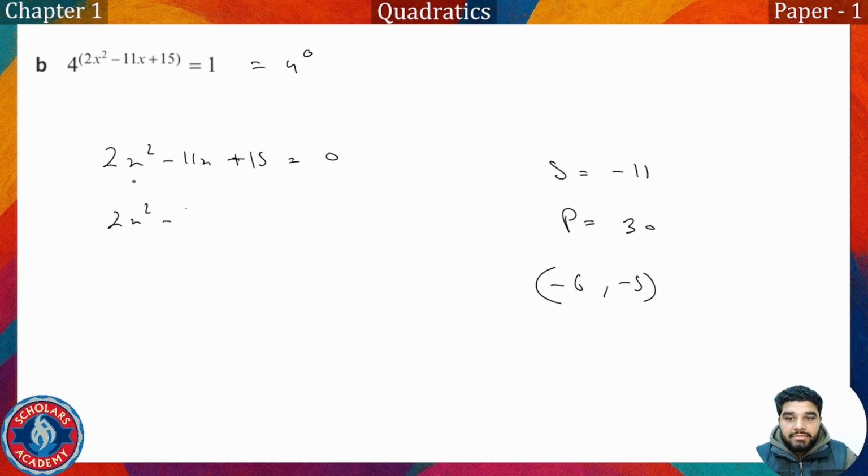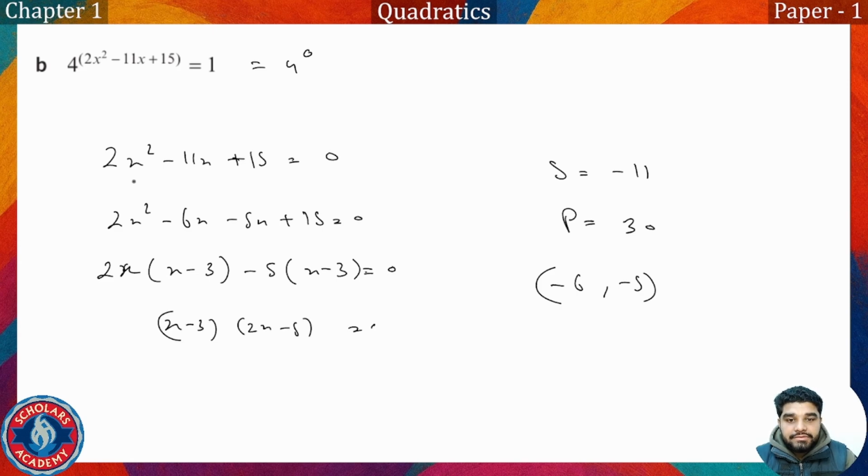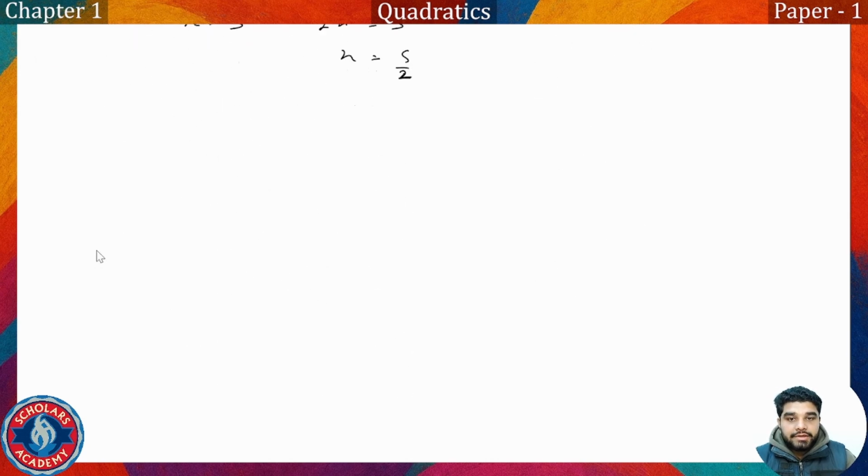So 2x square minus 6x minus 5x plus 15 is equal to 0. Taking 2x common, x minus 3, minus 5 common, x minus 3 is equal to 0. X minus 3, 2x minus 5 is equal to 0. X is equal to 3, 2x is equal to 5, x is equal to 5 by 2. So these are the two values of zeros over here.